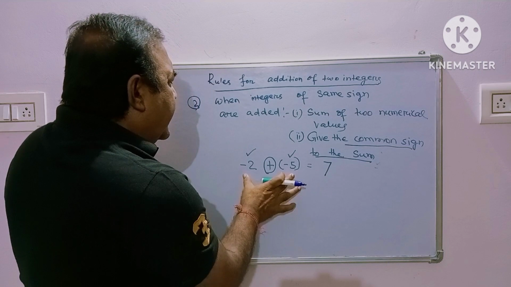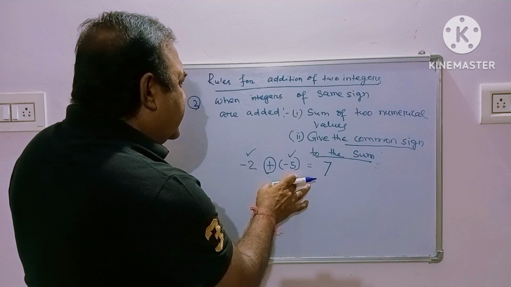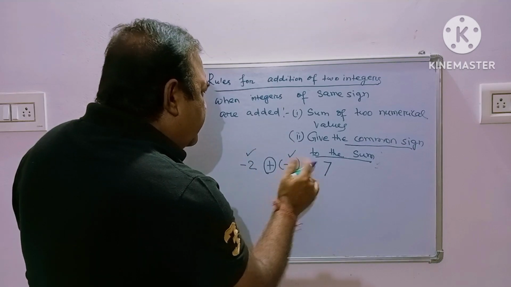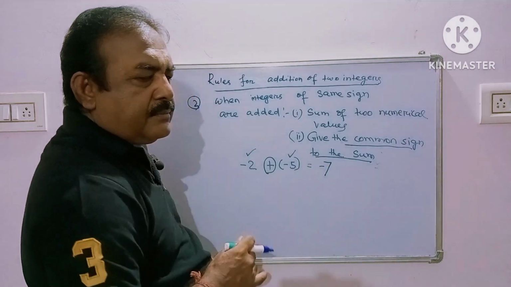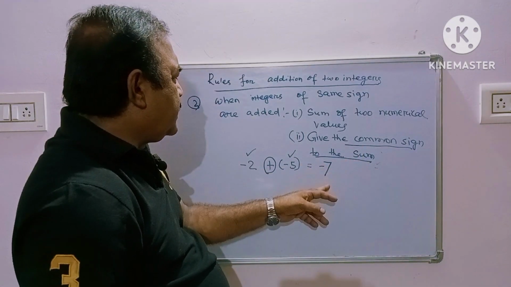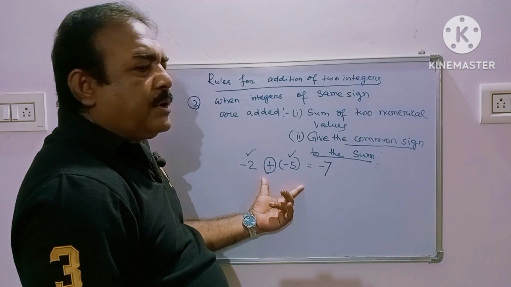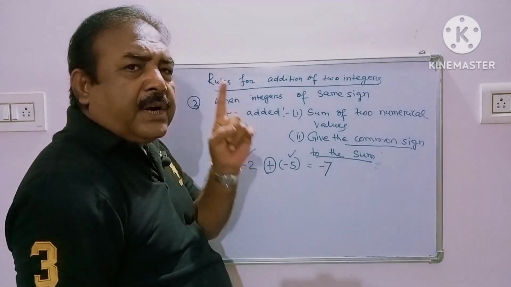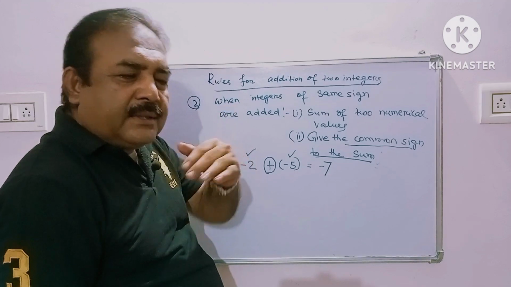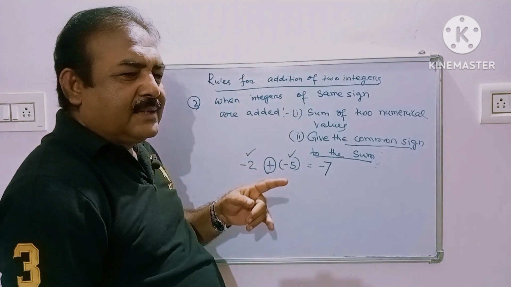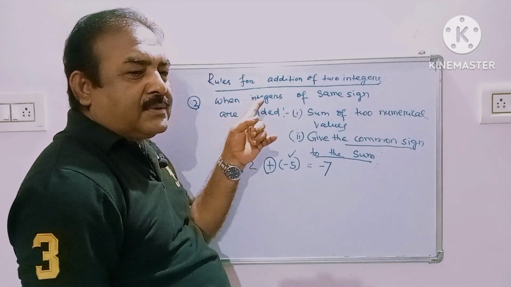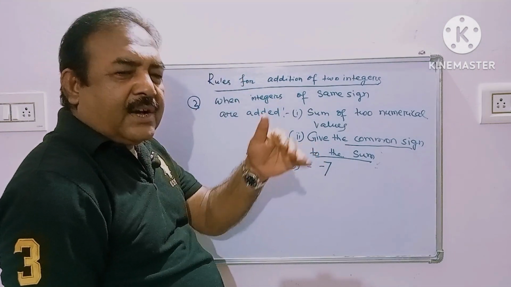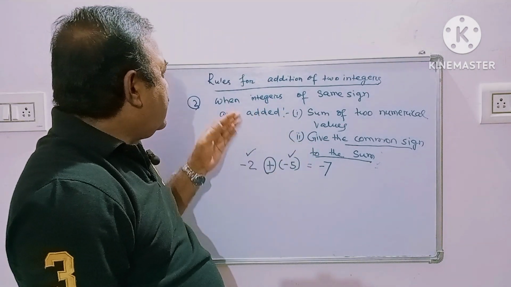And you see, these are the addends. Minus 2 is the addend, minus 5 is the addend, and here it is a minus sign, here it is a minus sign. So these signs are common, and that common sign we will have to give here. So give the common sign to the sum. So we got it or not? These two rules are most important for you in the higher classes also, for the integers. You will have to follow these rules in every step in case of integers. You will face it in the higher classes also. So remember it.